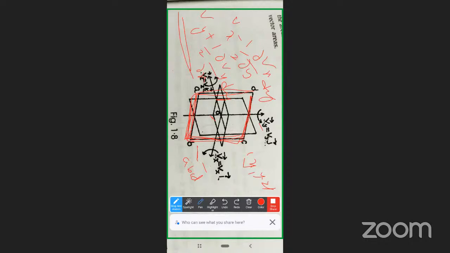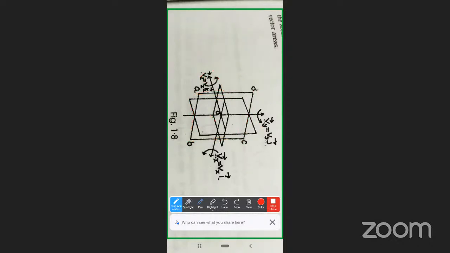So similarly, that is the CD side. CD side means the value of Vx plus ∂Vx/∂y into dy. And again, that is AD, so that is Vy minus ∂Vy/∂x into dx.